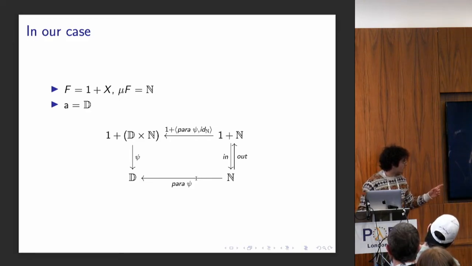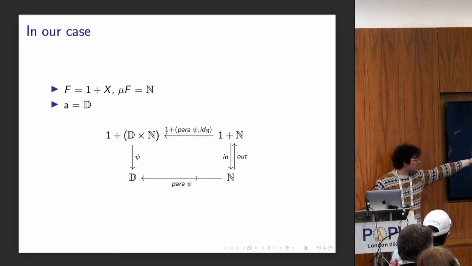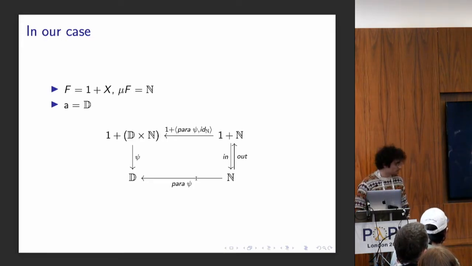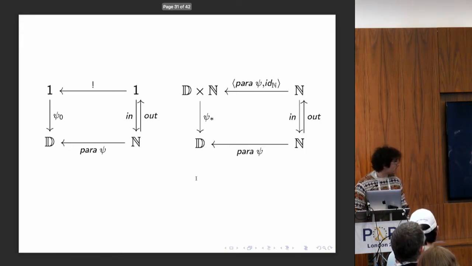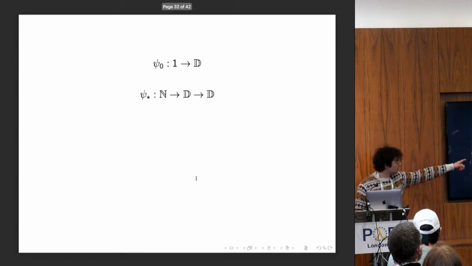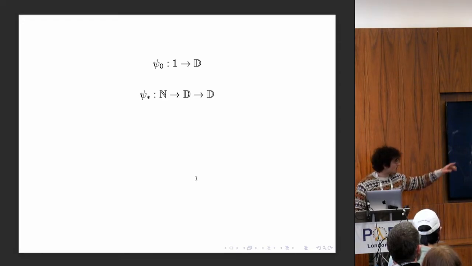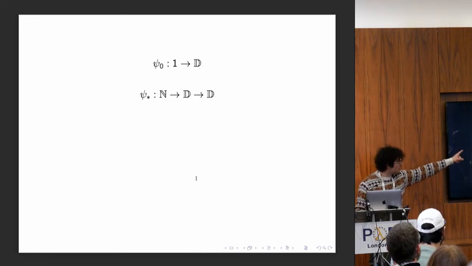But to do this, I need to provide the thing on the left, okay, which is 1 plus d times n, so psi basically. So again, I can do the same thing. I split it into 2. So all that means is I need to provide this phi 0 and psi star, okay? And these are the signatures. So one is just a diagram, my base case, and the other thing is my step case, but in this case, there's an n there.